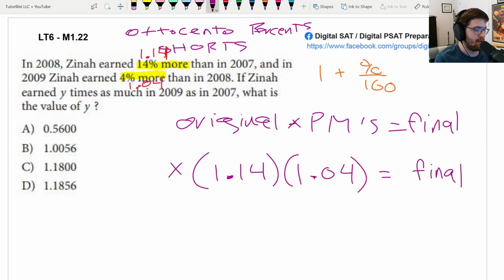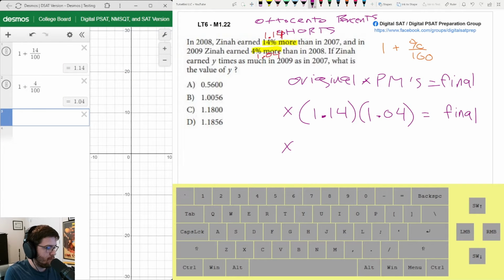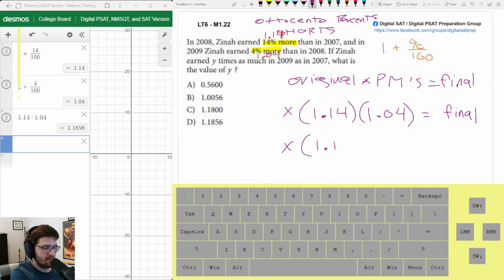So how much more did they make, times as much? So I guess I just need to go to the calculator. We don't even need to do the final calculation. So 1.14 times 1.04, and I get 1.1856. So y times as much, so 1.1856, I guess that's our answer. Man, really weird. Okay, D is right.